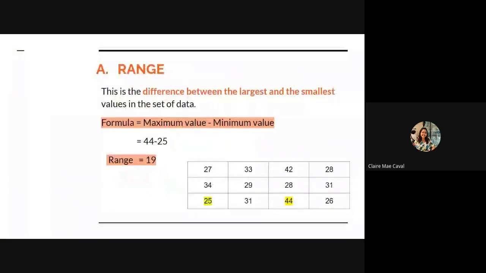Let's start with range. Range is the difference between the largest and the smallest values in the set of data. Meaning, this is the difference between the highest value and the lowest value. In the example shown on the screen, the highest or maximum value in this set of data is 44. The lowest value is 25. Simply to get the range, 44 minus 25 is equal to 19. So the range is 19.